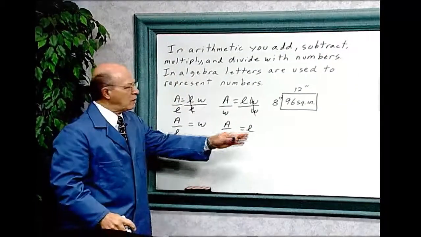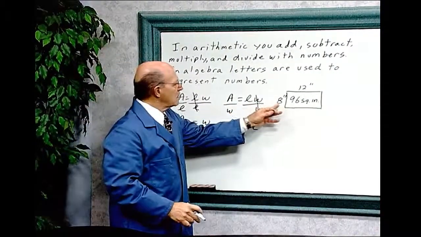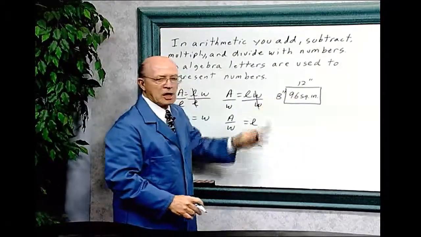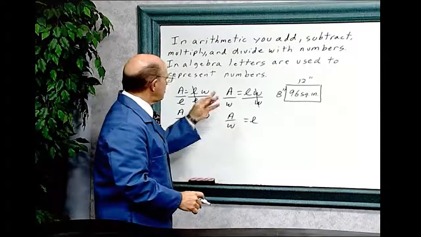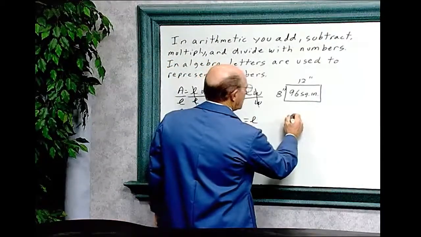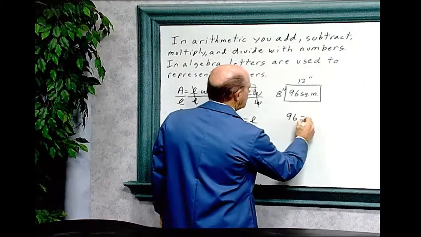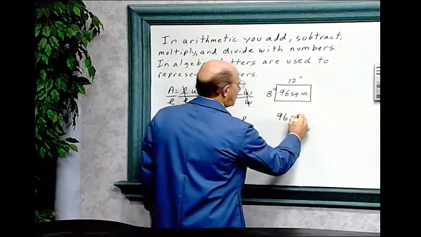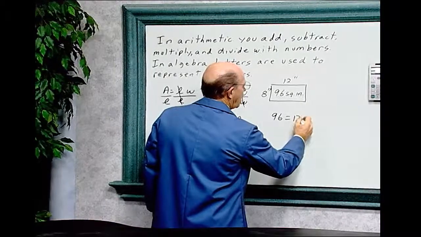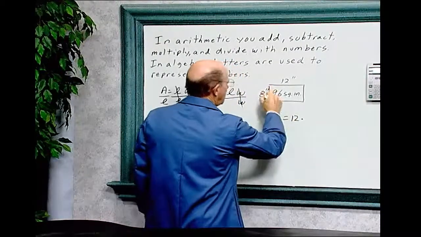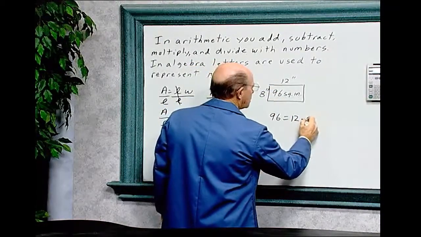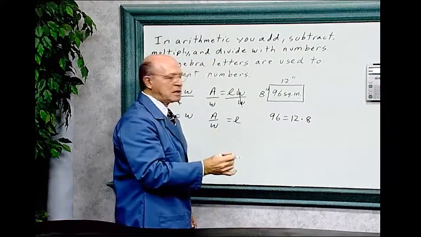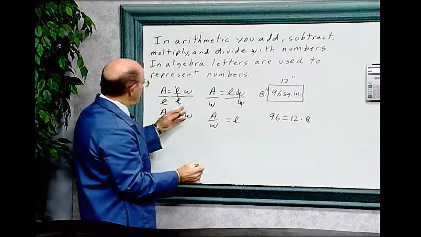Now let's just do that. We know here's the problem. One side is 8 inches, one side is 12 inches, and this is the area, is 96 square inches. Let's just plug that in. A, or 96, equals L is the length, all right, that's 12, and it's multiplied by the width, which is 8. And so we know 12 times 8 is 96. Now let's just do the same thing we did over here.